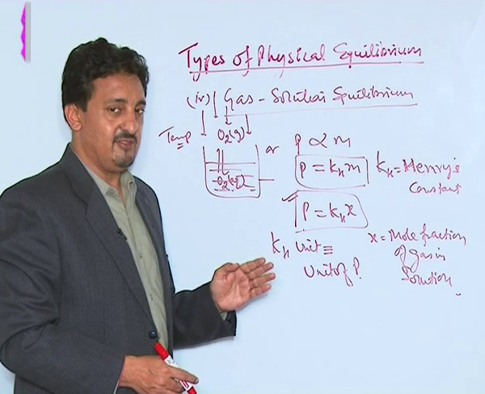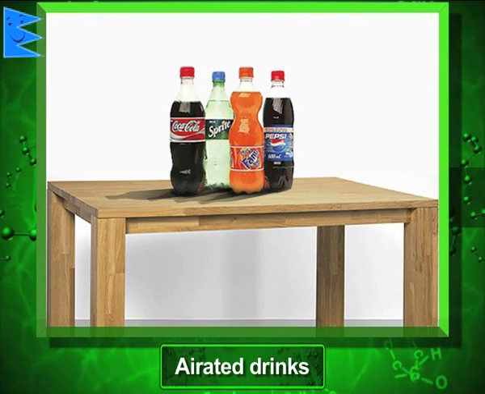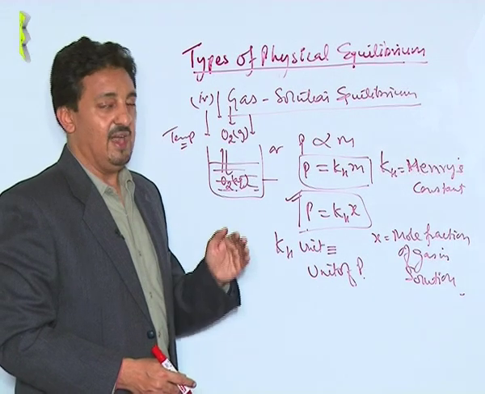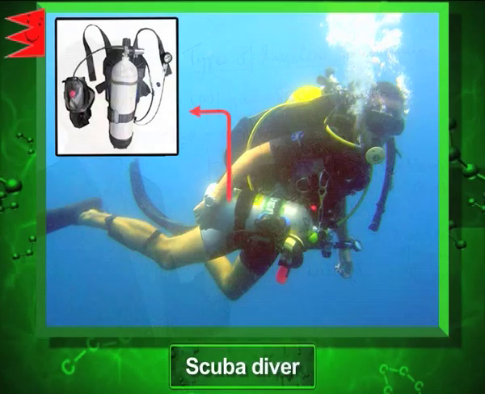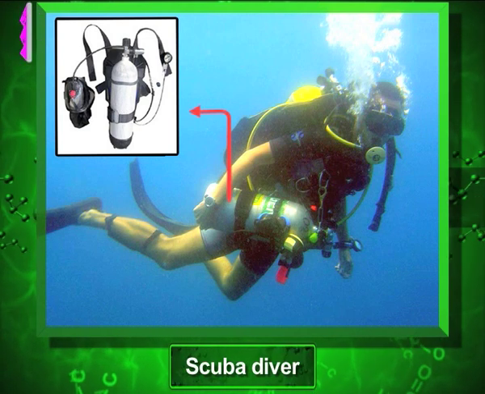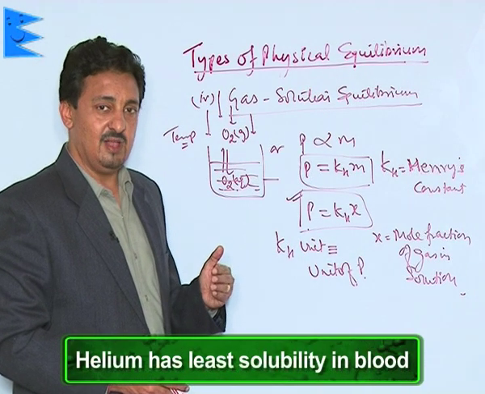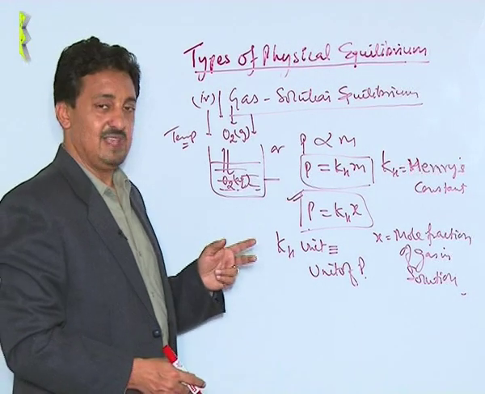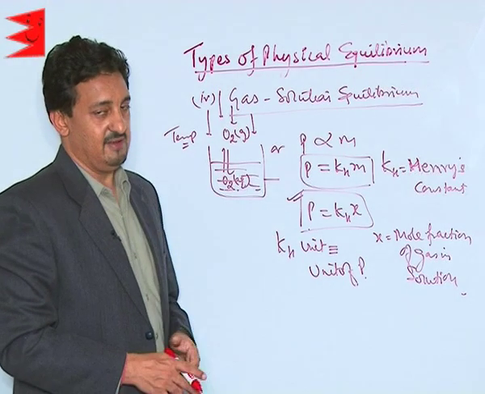The most important application of Henry's law is in aerated drinks, which we commonly call cold drinks. The CO2 is dissolved in these aerated drinks under a very high pressure, and the higher the pressure, the more the solubility. The second application is with scuba divers. The oxygen cylinders used by deep sea divers contain helium instead of nitrogen along with the oxygen, because helium has the least solubility in blood, and this prevents the bends in deep sea divers. So these are the two basic applications of Henry's law, and this is the formula of Henry's law.